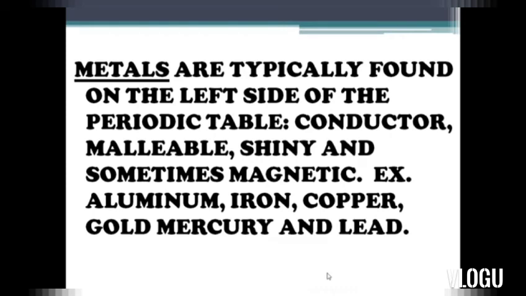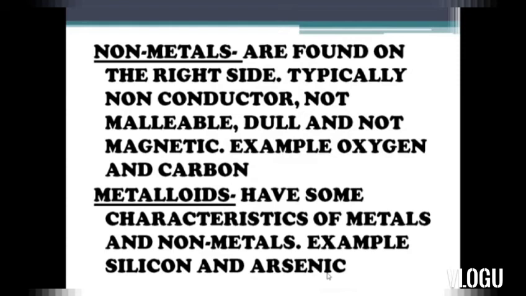Malleable, shape into another substance, shiny, and sometimes magnetic. Examples of those elements under metals are aluminum, iron, copper, gold, mercury, and lead. What else? On the right side naman, typically, those elements are known as non-metals. So, syempre, kabaligtaran ng metals, non-metals are non-conductor, not malleable, dull, and not magnetic. So, example, oxygen and carbon.